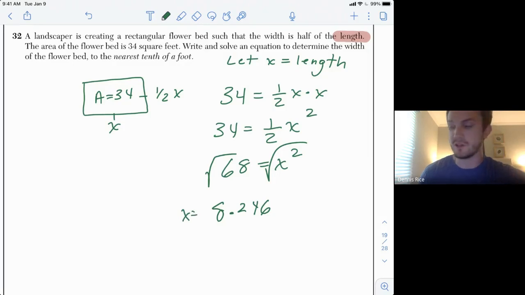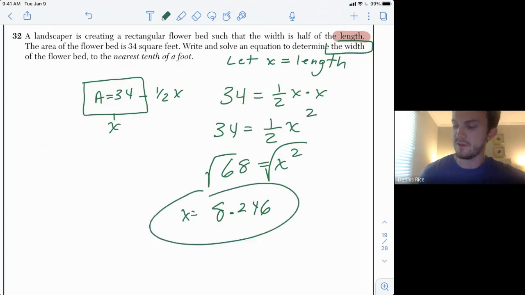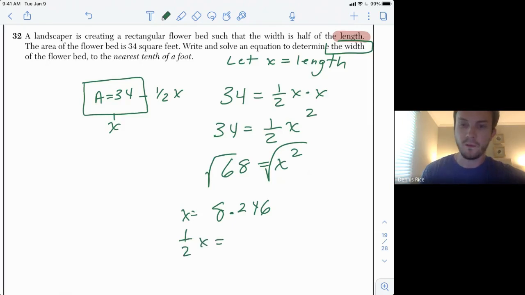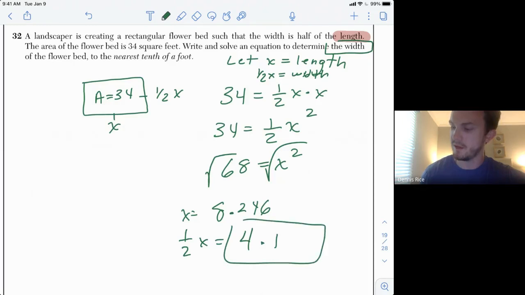What did the question want? The question wanted to know the width. So I get this wrong if I circle that. That was the length. The width, remember, was half of that. The width was the half x. This is where let statements can help you too, because you have a little key up top. You're like, oh wait, width was the other one. The width here to the nearest tenth would be 4.1 feet. 8.2 is not the answer because that was the length. We don't even care what that is. Just 4.1 is all you need.